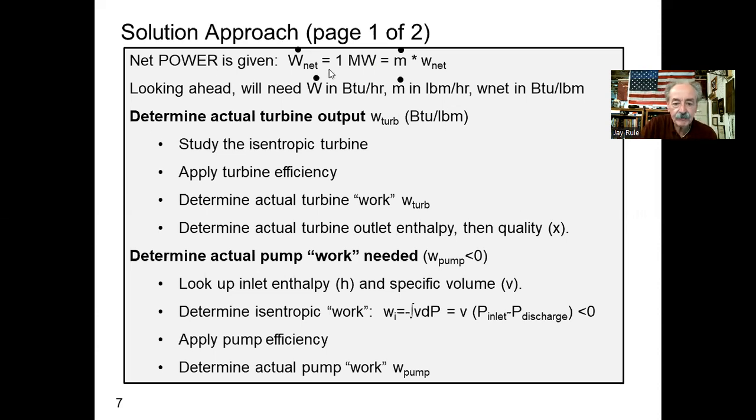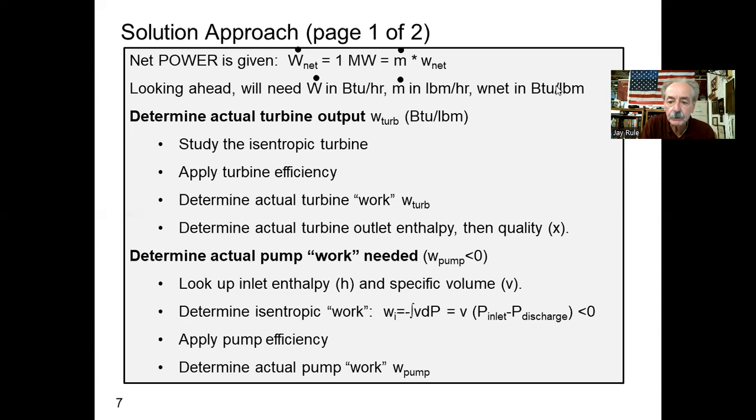Net power is given in megawatts. We're in the English system, and so we're going to need to immediately transform W dot into BTUs per hour for consistent units. We're going to be looking for M dot in pounds per hour. And so therefore, we're going to be seeking little w net in our calculations, with units BTUs per pound mass. So that's a little bit of a units intro.